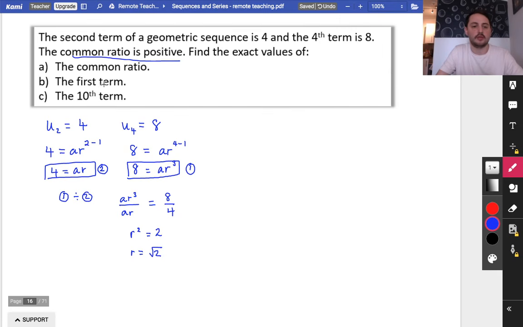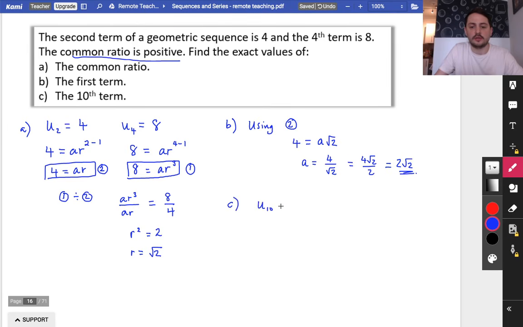So now we want to find out what the first term is. This was our bit here that was to work out what the common ratio was. And now we're going to find out what a is. So using equation 1, I'm now going to say that 4 equals a multiplied by root 2. So a is equal to 4 divided by root 2, which is 4 root 2 over 2, which is 2 root 2. So the first term is 2 root 2.